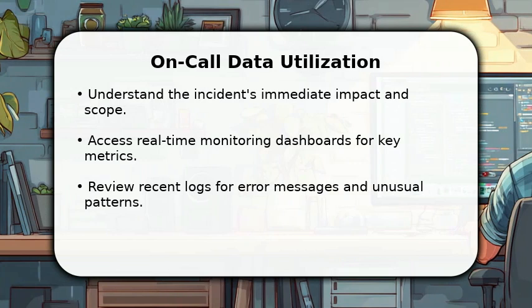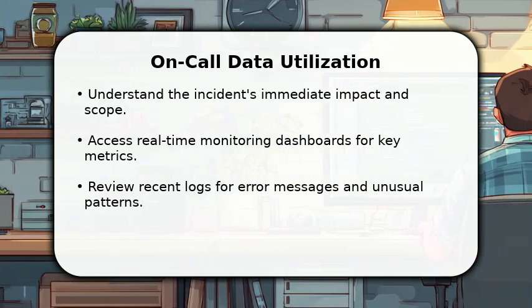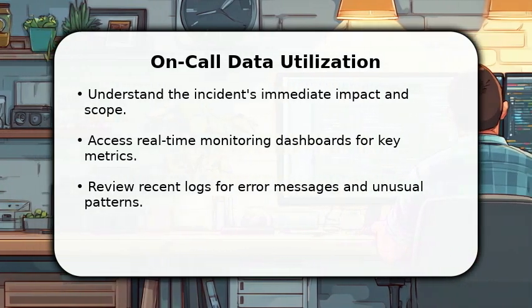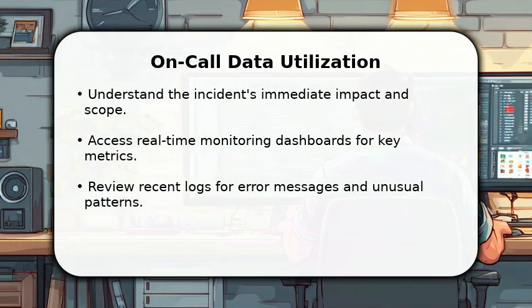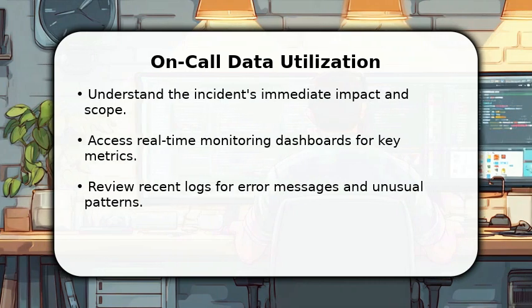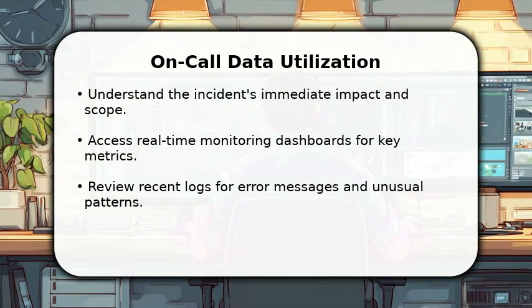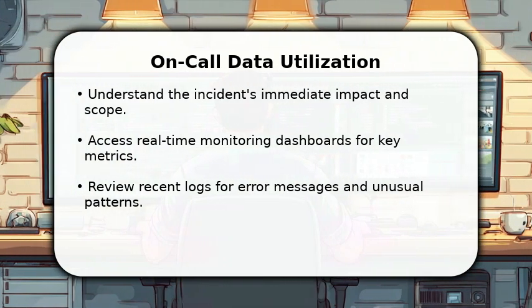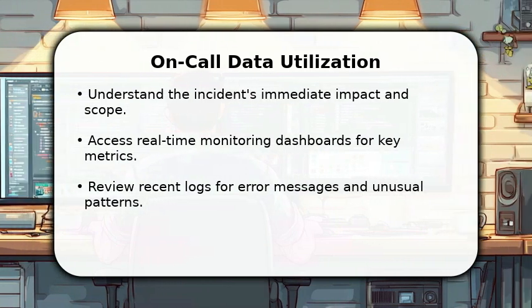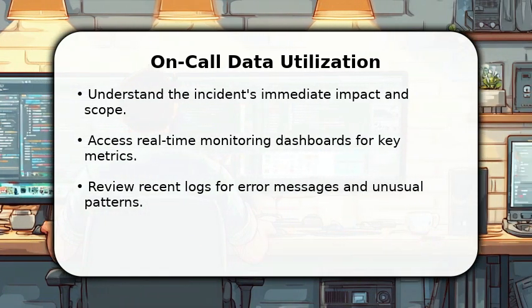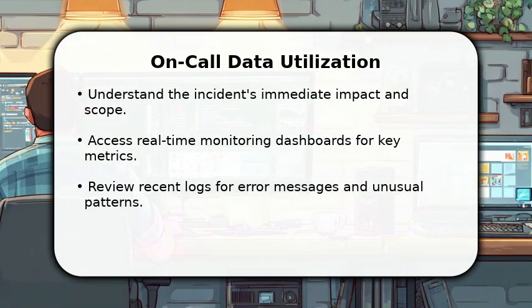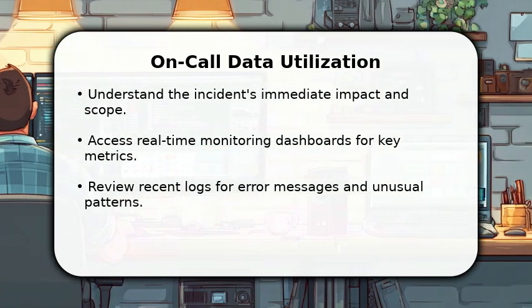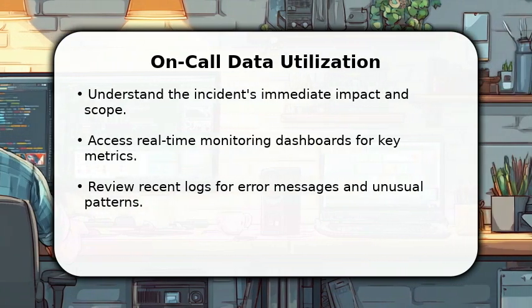In this video, I will explain how to use data while on call. When an alert fires, your first step is to quickly assess the situation. Dive into your monitoring dashboards to grasp the immediate impact, looking for critical metrics like latency spikes or error rates. Simultaneously, check recent logs for any unusual entries or specific error messages that could point to the root cause. This initial data gathering is crucial for a swift and effective response.